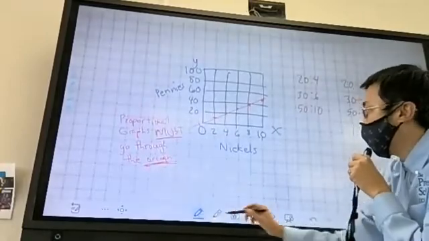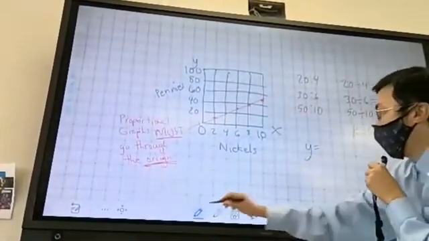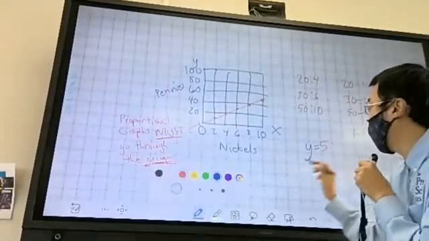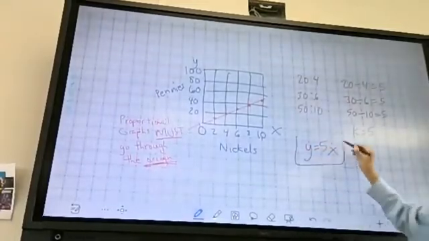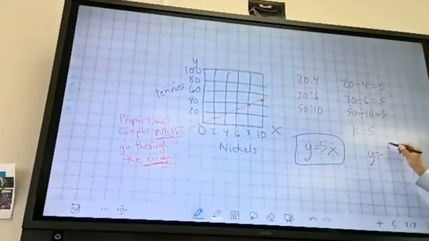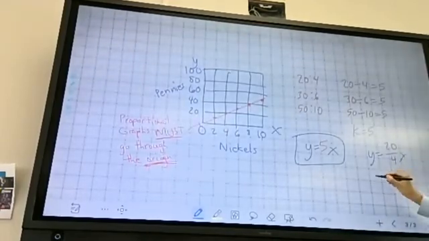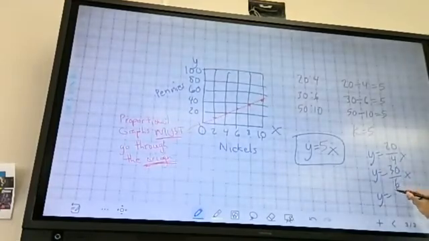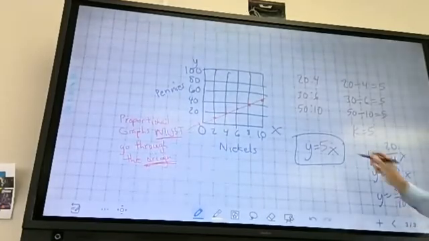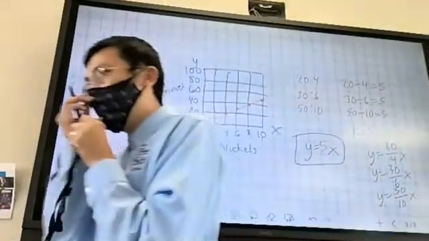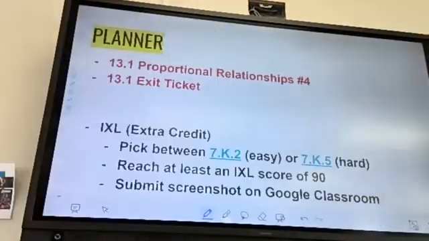Therefore, our final equation is going to be y is equal to 5x. Okay, y equals 5x. There's many ways you can write this equation, right? You can write y equals 20 over 4x, y equals 30 over 6x, and y equals 50 over 10x. But the simplest form will be y equals 5x. And that is all for notes.